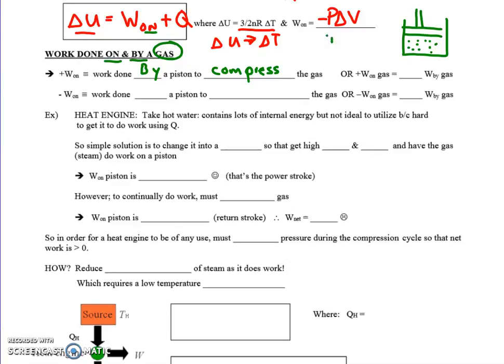Well, delta V is by definition final minus initial. So if I compress a gas, this is going to be negative. So if I take a negative of a negative, I get a positive work done on. Okay, so go through that a few times before you move on. Make sure you get that clear, because that's going to become important. Okay, negative work done on a gas is equivalent to work done on a piston.